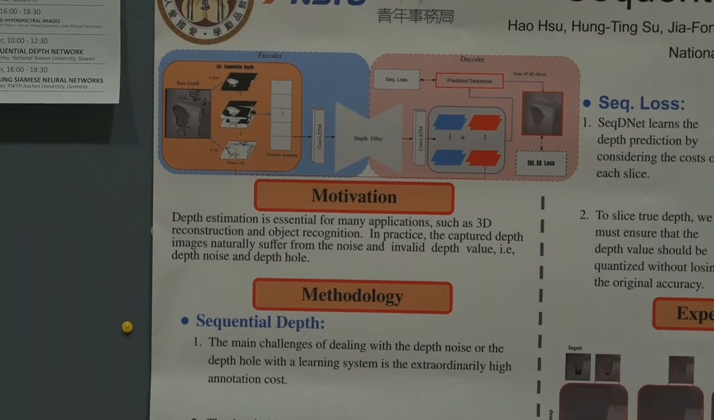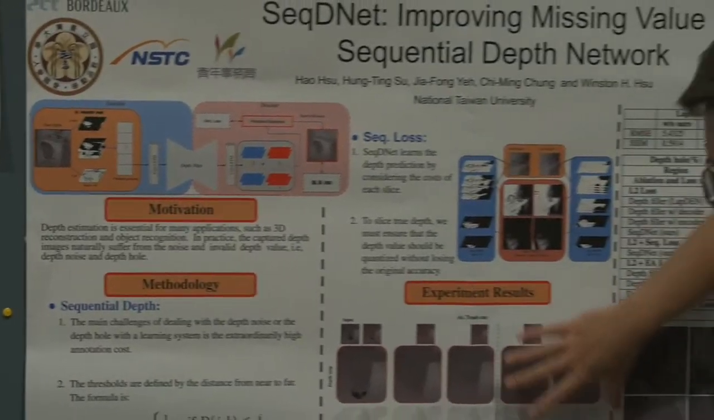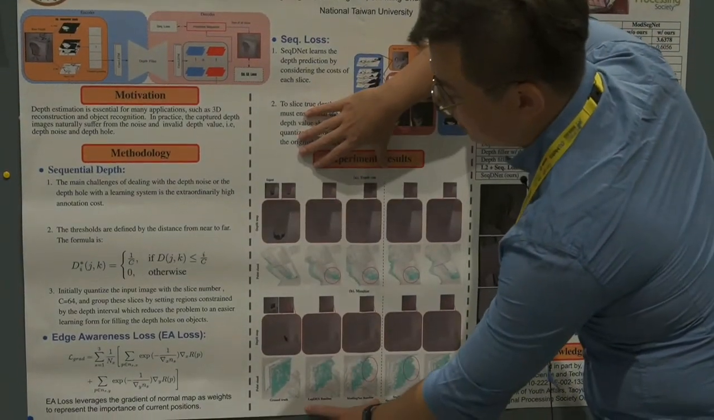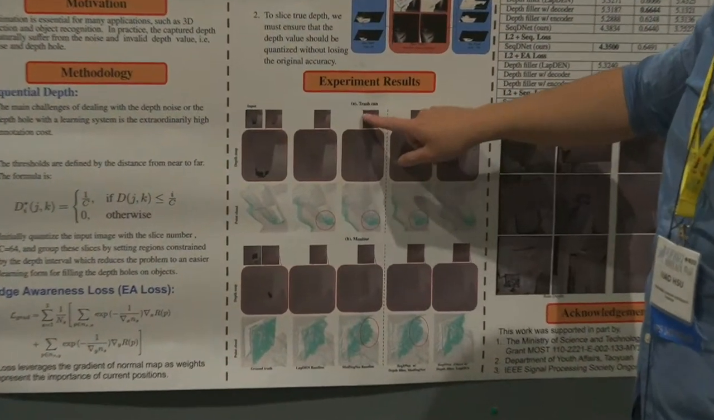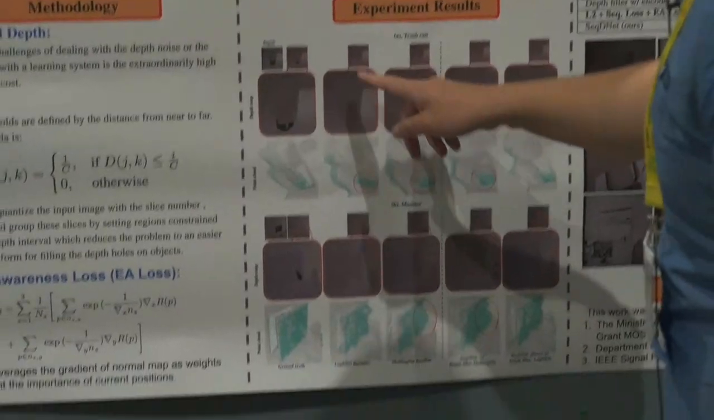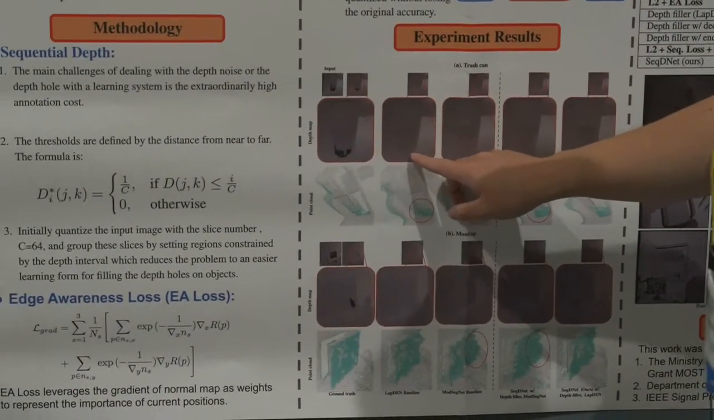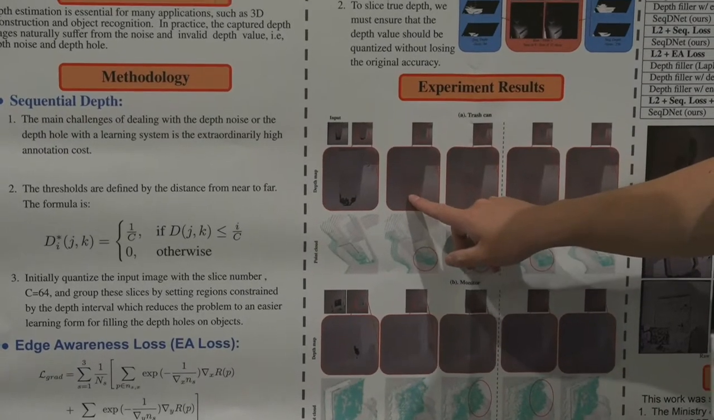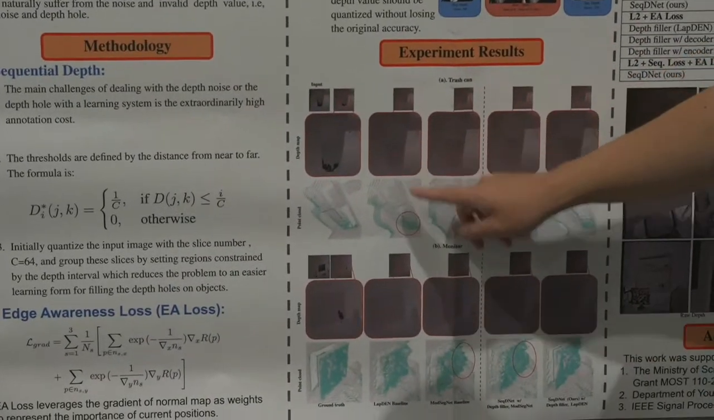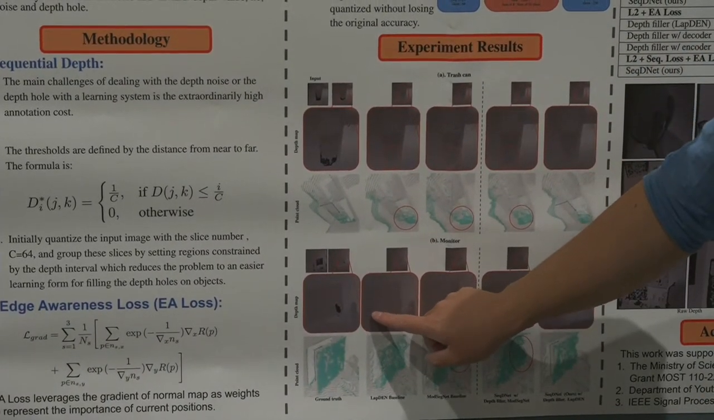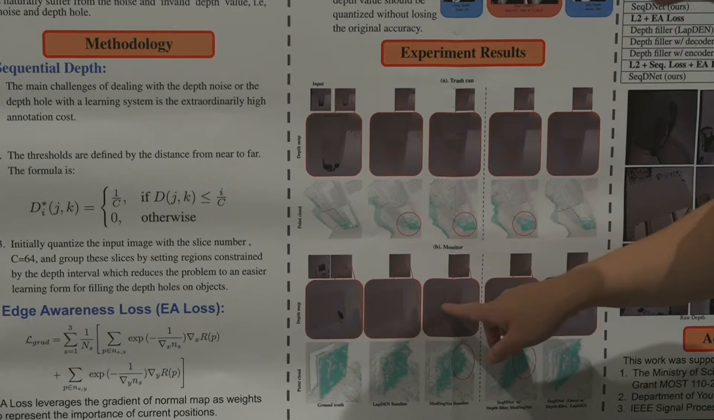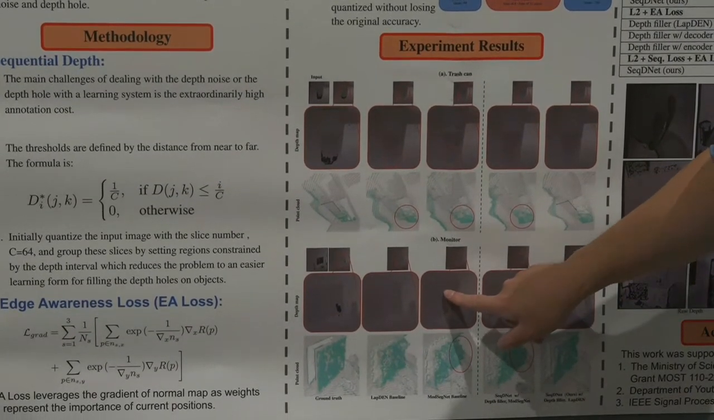So you can see our model results in this column here, and the baseline model's result is from this column. You can see these two kinds: the first object is a trash can and the second object is a monitor. You can see the result in the baseline here. The baseline is always filling with the background value. This is the first one here. And also, you can see the flat area of the monitor, the filling result is always with noise.